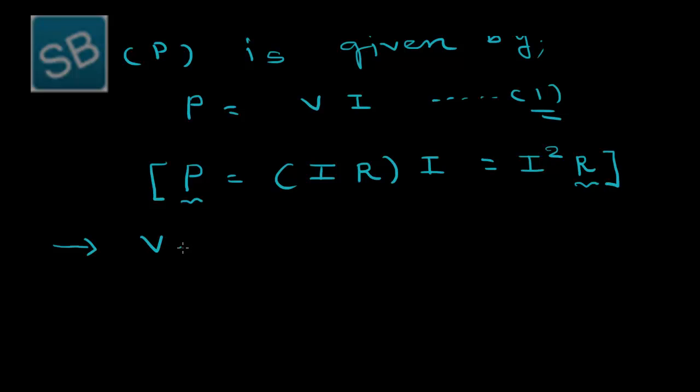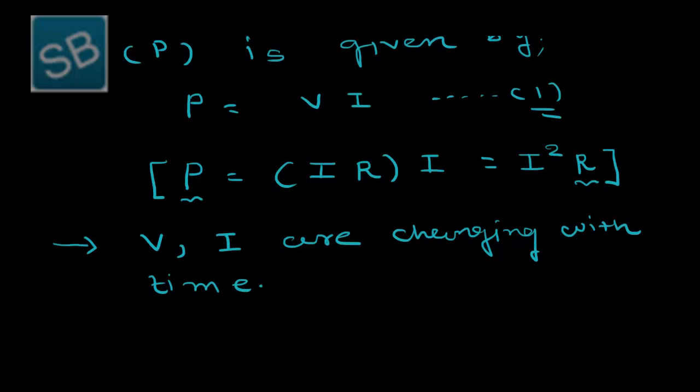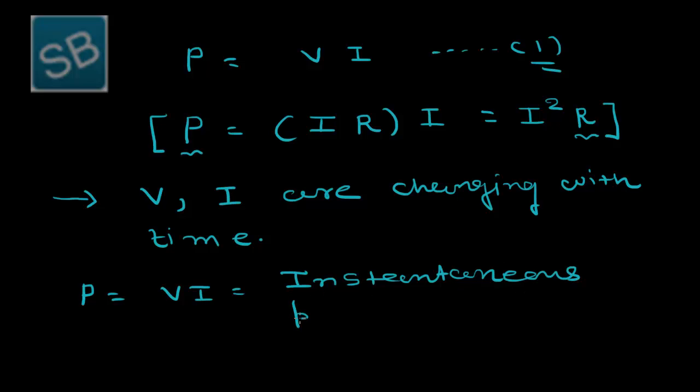Here the voltage and current are changing with time because alternating current is passing. Hence the power represented by the equation P is equal to VI can be called the instantaneous power for an AC circuit. The value of instantaneous power can be asked in a 1 mark MCQ, so you have to write down this equation P is equal to VI, or choose it from the given options.